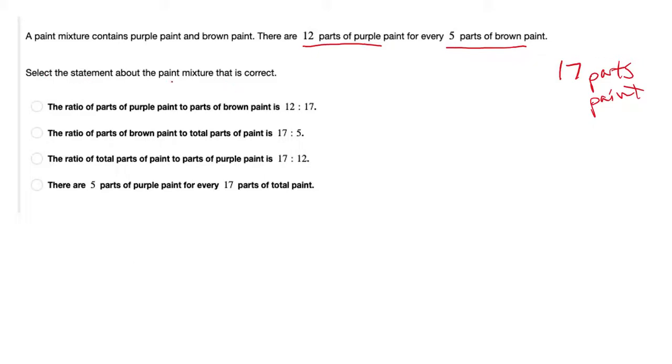So that's something to keep in mind at the beginning. So it says select the statement that is correct. So only one of these will be correct. So we'll just check each one. The ratio of parts of purple paint to parts of brown is 12 to 17. That's not right because there are only 5 parts of brown for every 12 parts of purple, so that one's not right. The ratio of brown to total parts of paint is 17 to 5. Since it says brown first, the brown number would have to be first, and the brown number is 5, so that is not right.